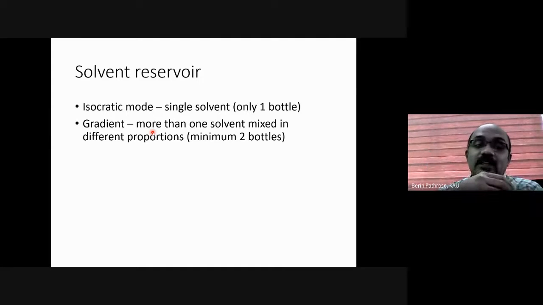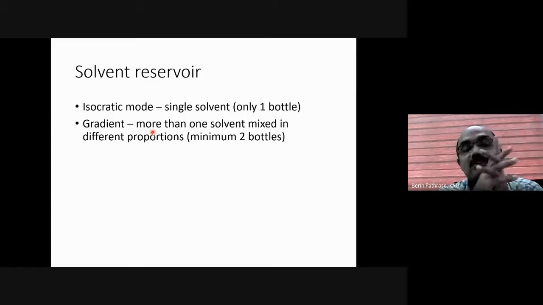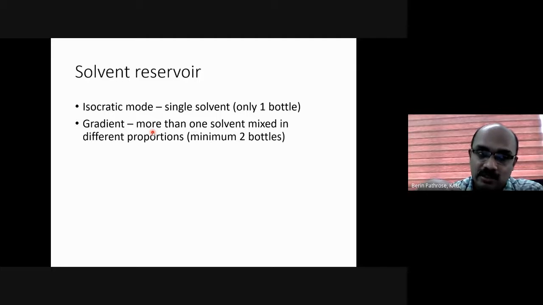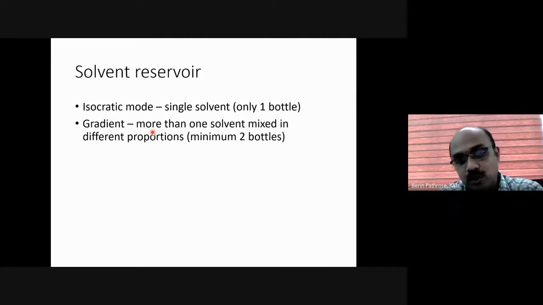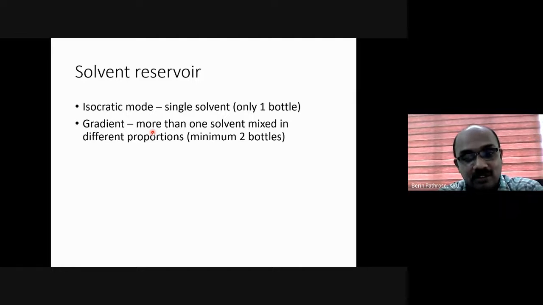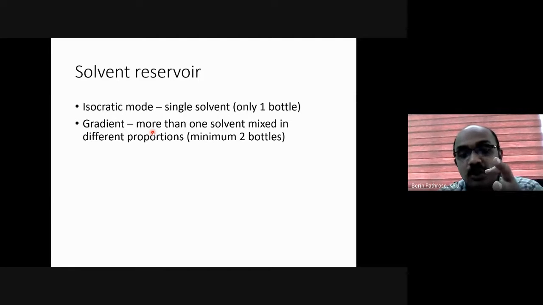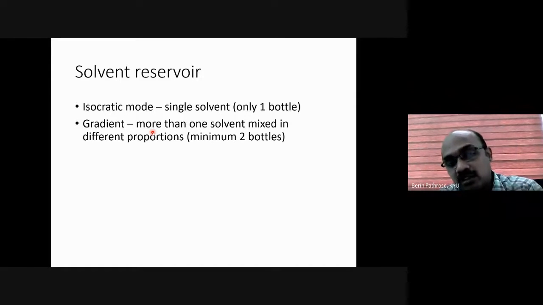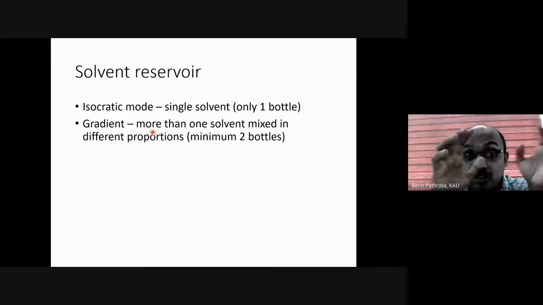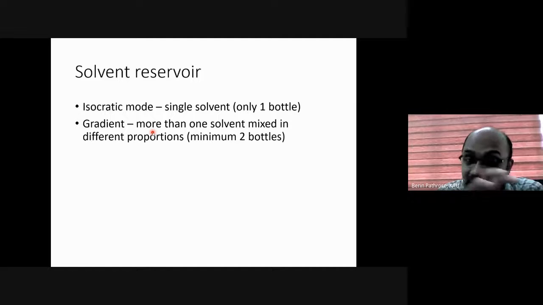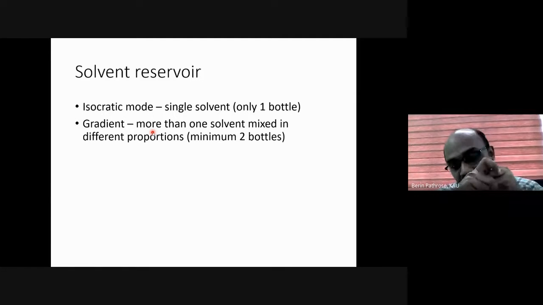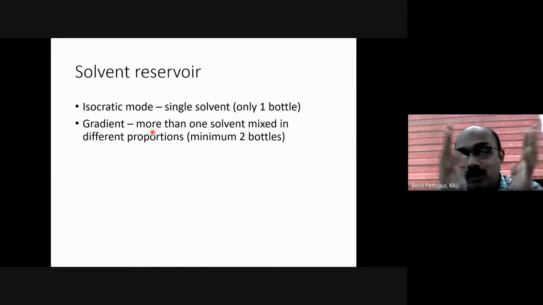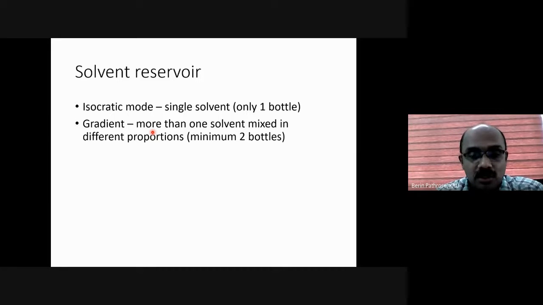Then again we can program that after the 10th minute, change the proportion to 50-50. That means 50% will be from reservoir A and 50% from reservoir B. Then after the 15th minute, change it to 25-75. At that time, a quarter of it will be from reservoir A and three quarters from reservoir B. Like that, in gradient mode, we can change the solvent composition. This will help us get a better chromatogram over a period of time. Could you understand what a gradient mode HPLC is?